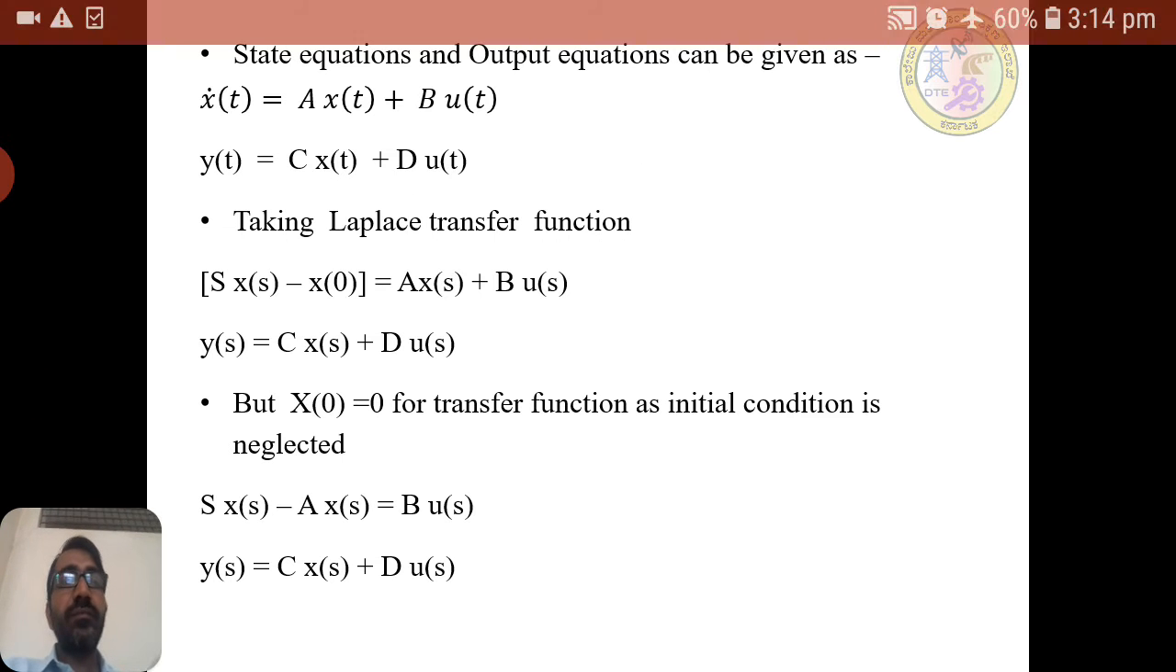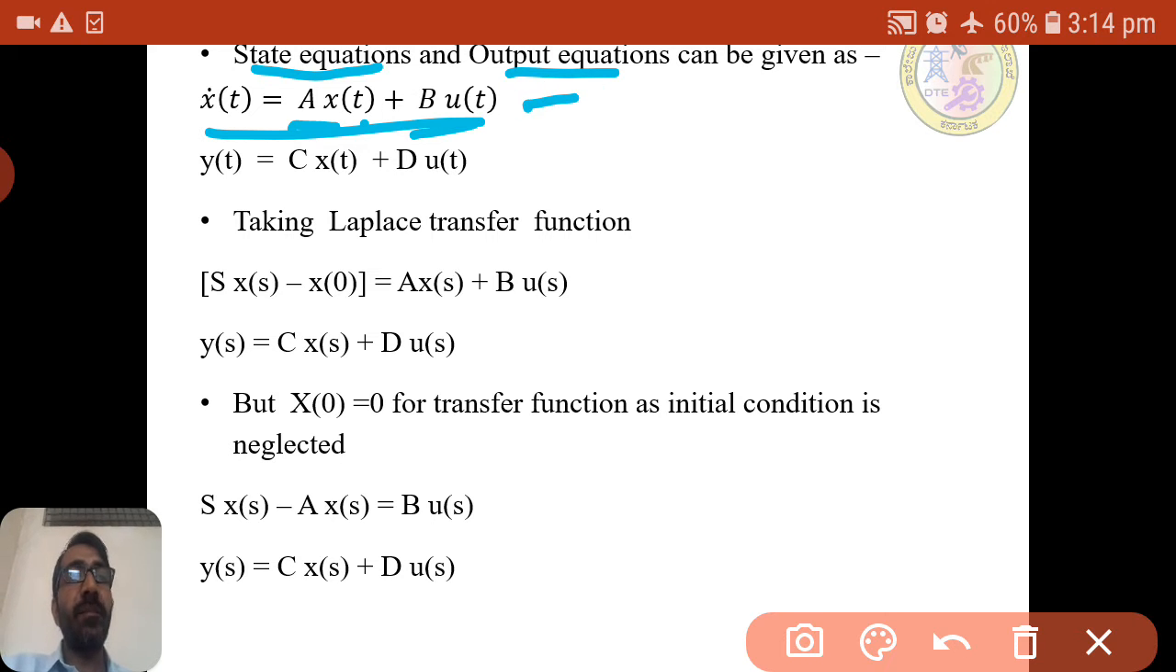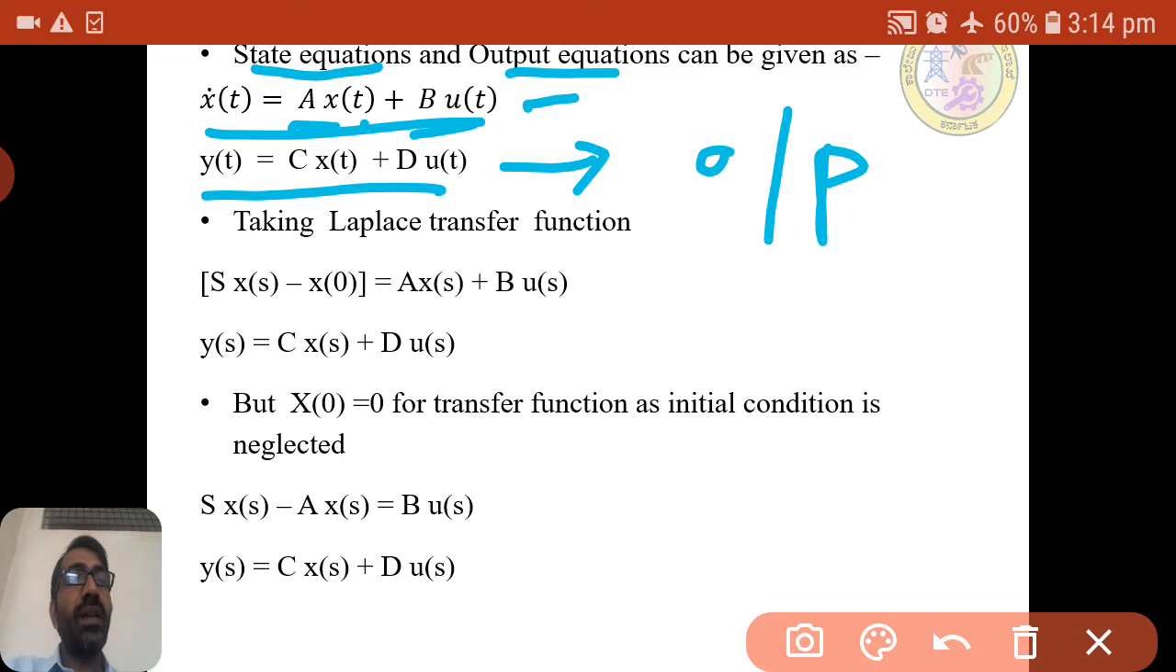Now to do that, what are the steps? We know what the state equations are. The state equation and the output equation can be given as: x dot of t is equal to A into x of t plus B into u of t, where x of t is the vector of state variables, like x1(t), x2(t), x3(t), and u of t is the input. Similarly, y of t is the output equation, and x dot of t is the state equation.